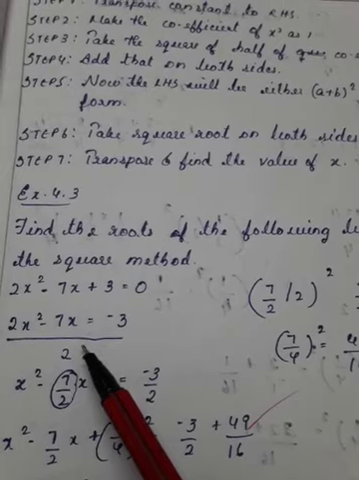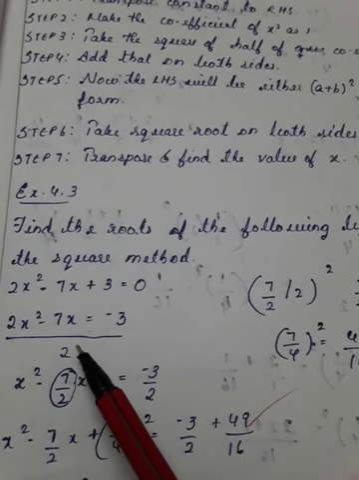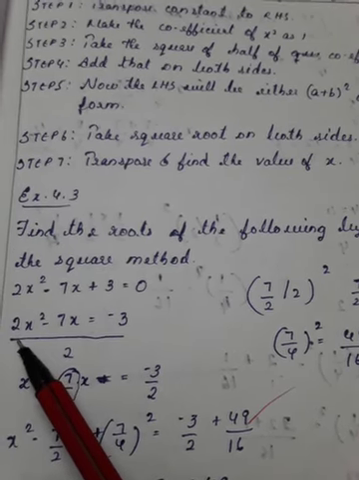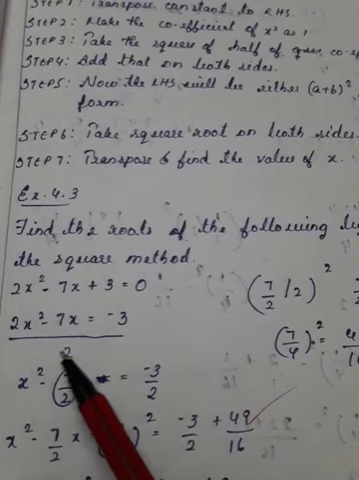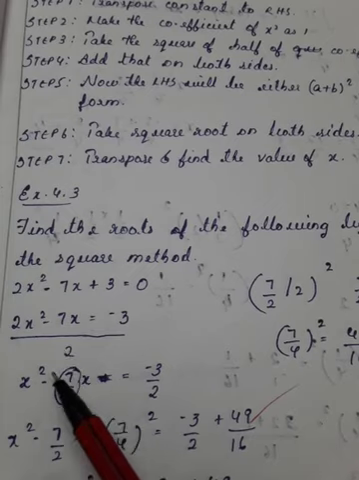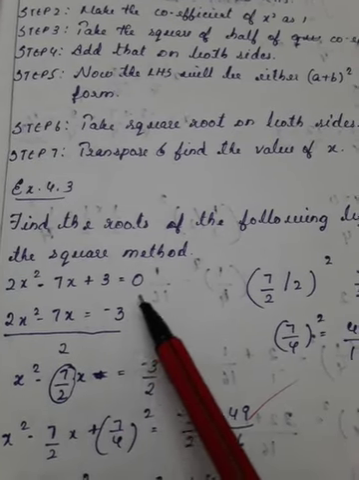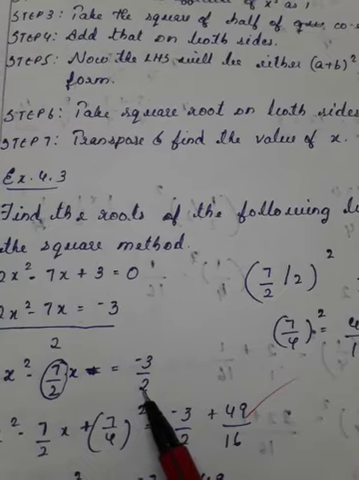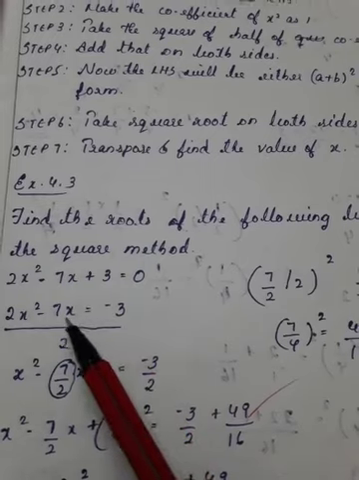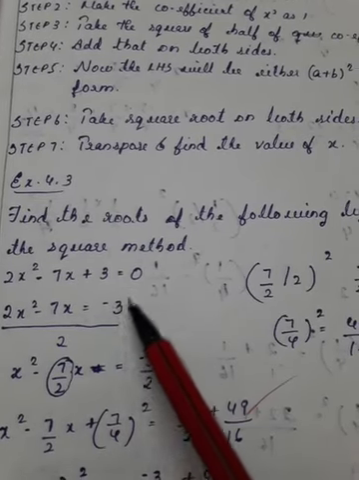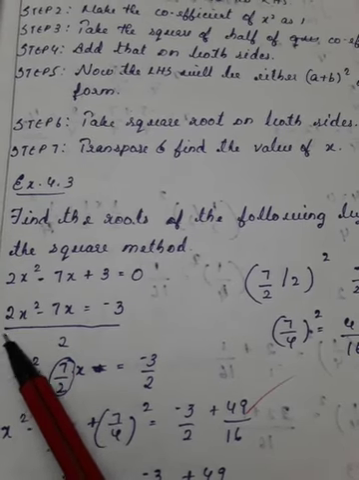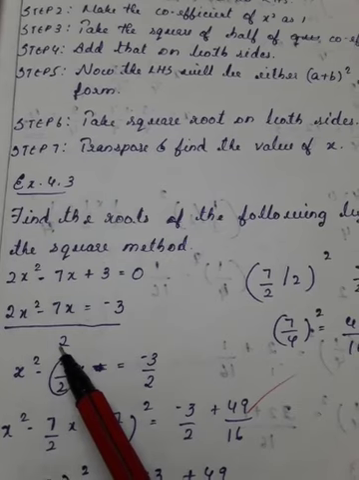Then what is the second step? The coefficient of x² should be 1. But here it is 2. So we need to divide all the terms by 2. Then the first term becomes x², the second term becomes −7/2 x, and the constant becomes −3/2. Okay, then the second step is over. The first step is to write the constant on the RHS. The next step: the coefficient of x² is not equal to 1, so we divide all the terms by that coefficient.